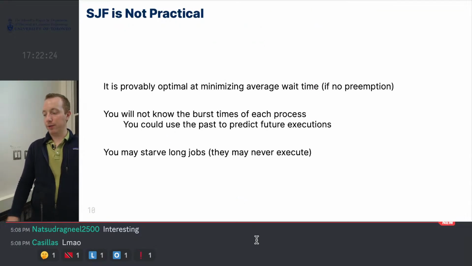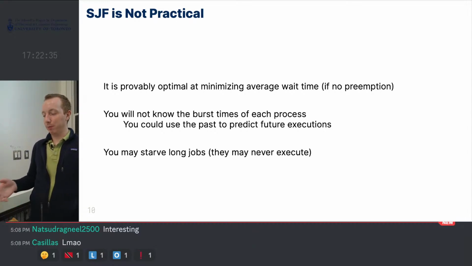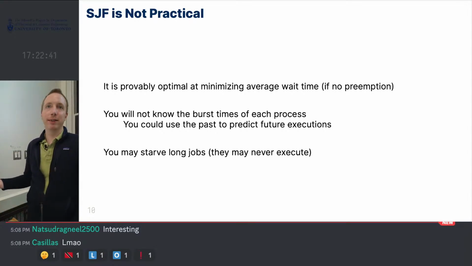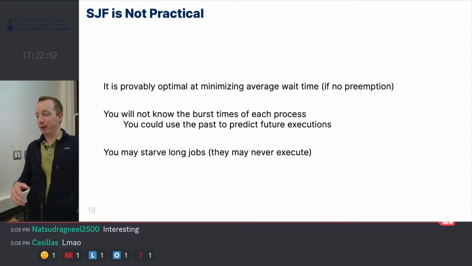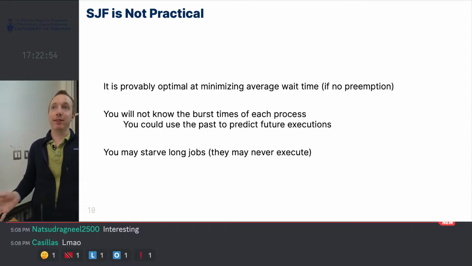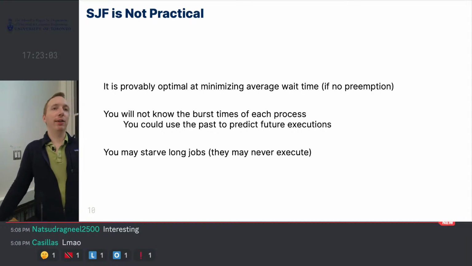So the next tweak, well, first off, this isn't super practical. It provably optimizes the average wait time if there's no preemption, but on a real system, you're not going to know the burst time of every single process. Even if you did, it might change from process to process. You could think of just throwing AI at it, maybe it would be good at it, but the longer the scheduler takes, the worse, because it's also counted as overhead, so you want it to be as fast as possible. And also there is this issue of starvation.